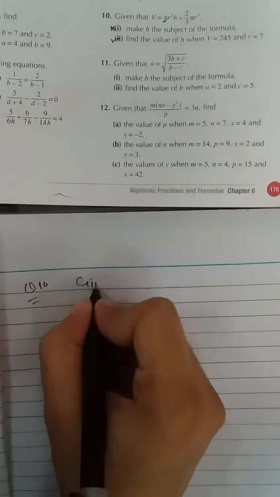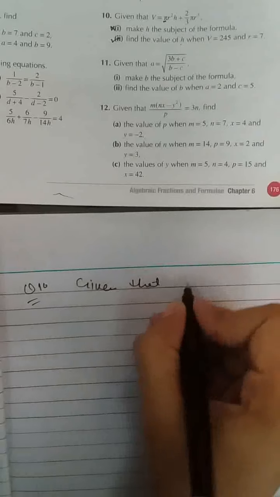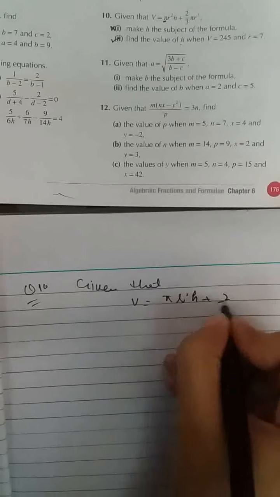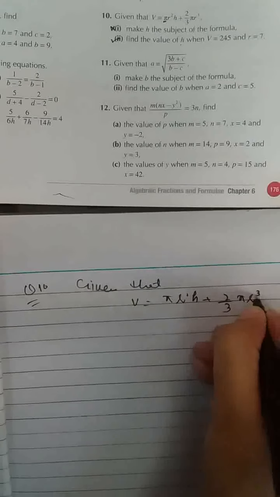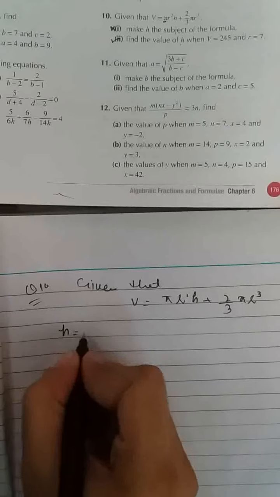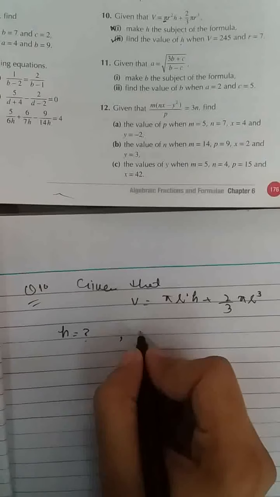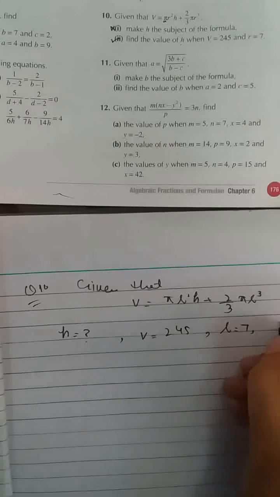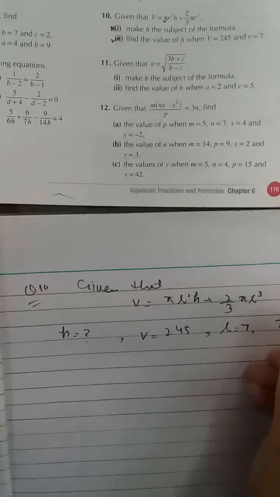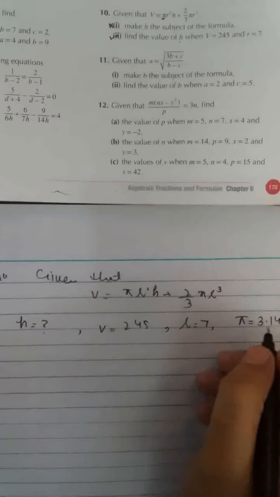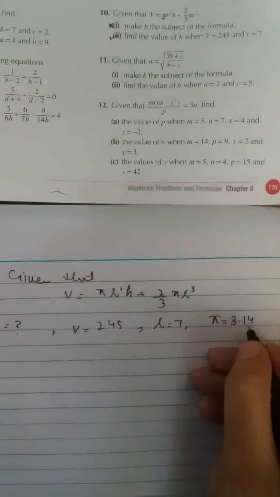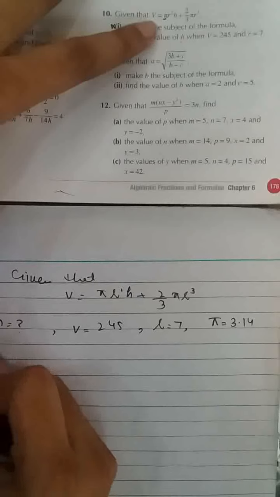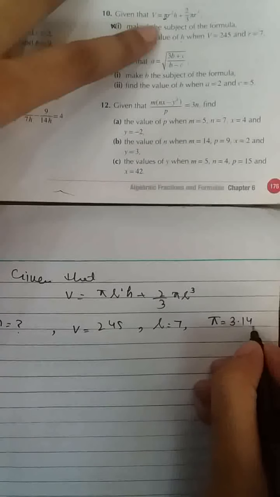Given that, v equals pi r square h plus 2 by 3 pi r cube. We find the value of h. Got it? While v equals 245 is given and r equals 7 is given, and you know that pi equals 3.14, or pi equals 22/7. It's your choice. You can write it in decimal or in fraction, 22/7.